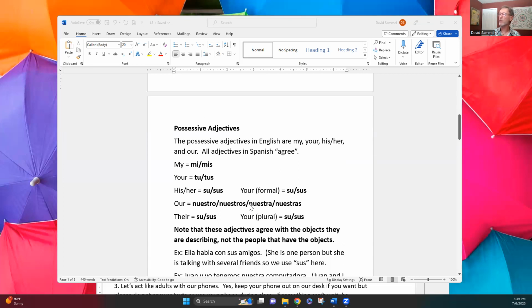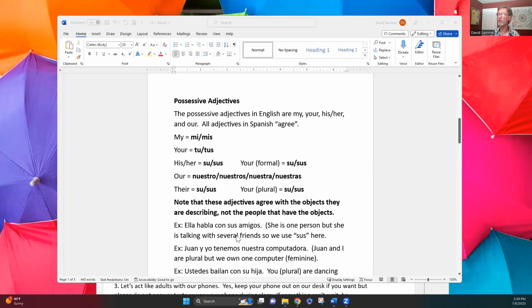Now, let's take a look at this. Note that these adjectives agree with the objects they are describing, not the people that have the objects. And I'll give you a perfect example right here. Ella, that's a single woman, right? Ella habla con sus amigos. Now she's talking with all her friends. She is one woman, but she's got many friends, several friends at least. So we say sus. So here is your general, basic, easy to remember rule.